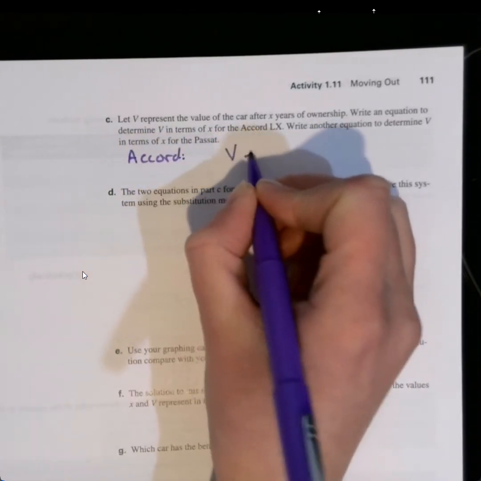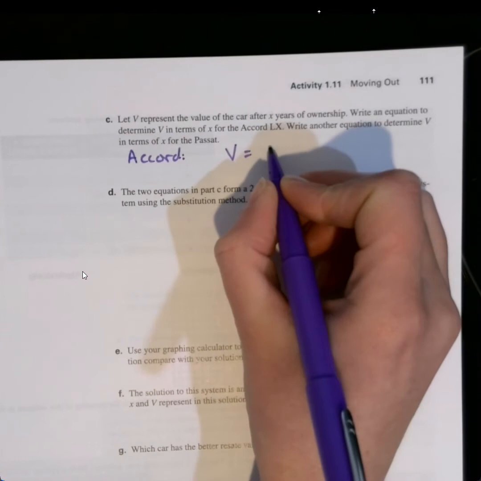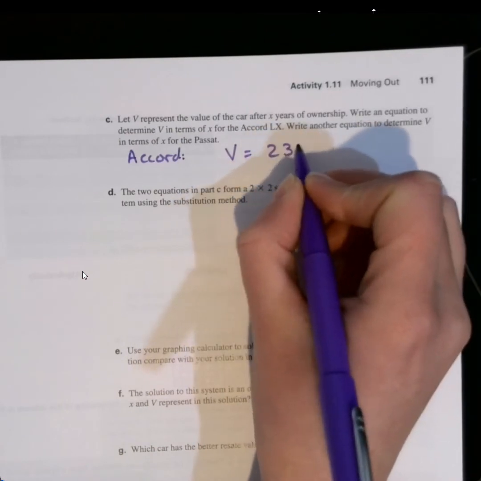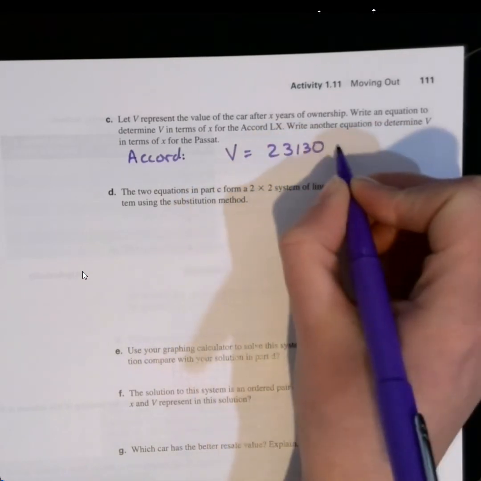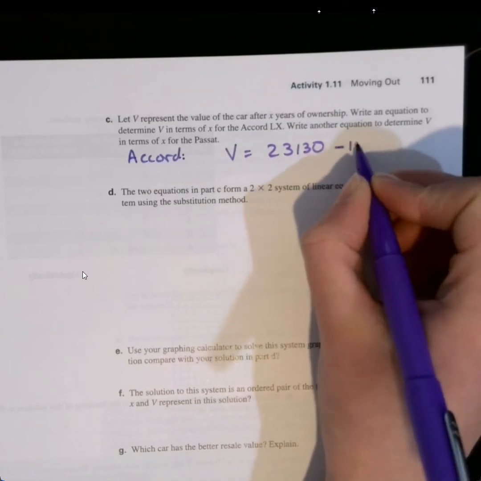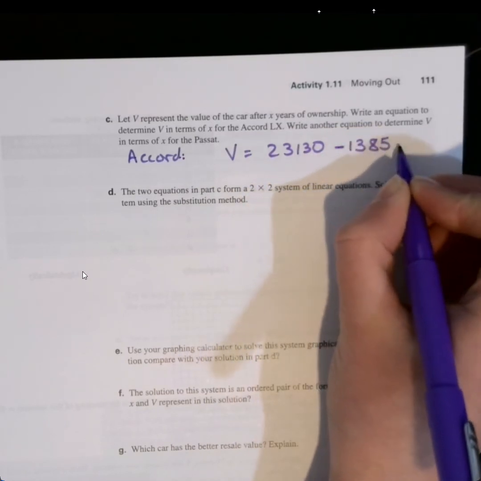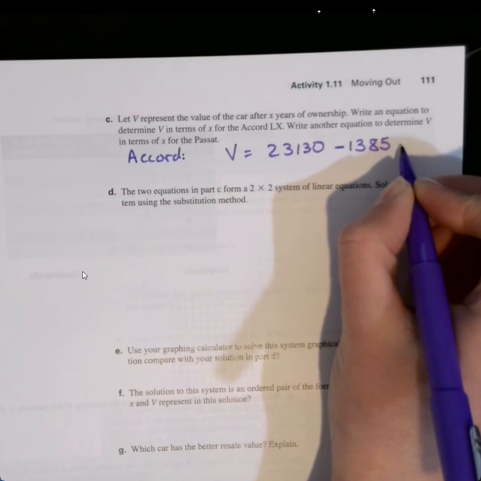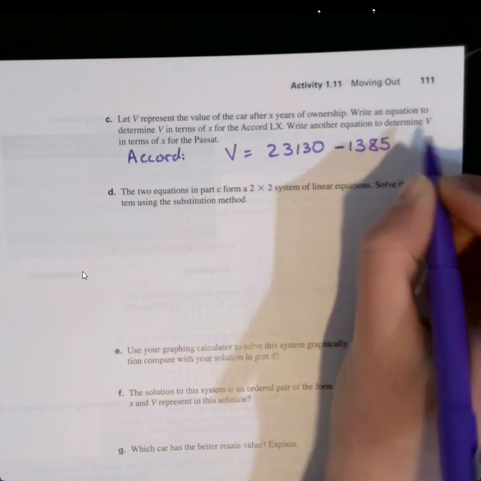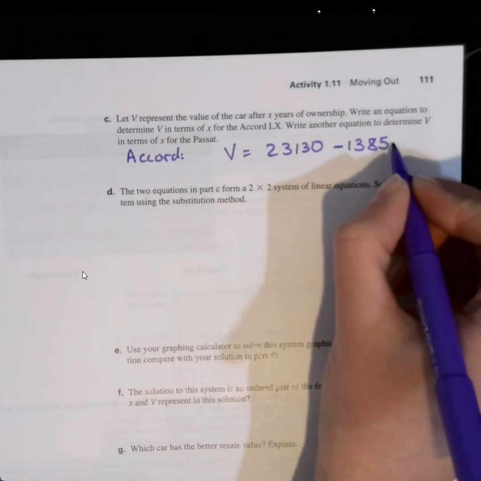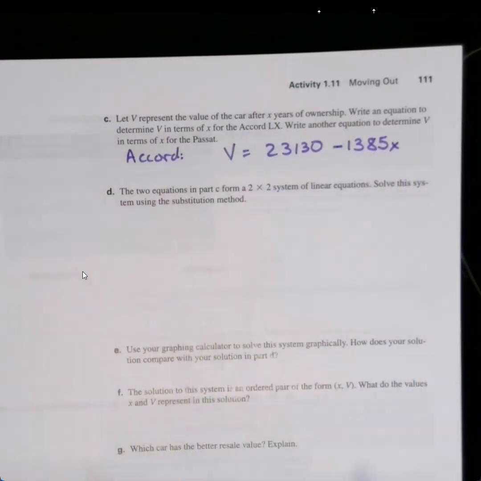So for the Accord, V equals 23,130, and then we're going to subtract 1,385 each year, and our years are probably T. Oh, actually, it's X. Okay, so we're going to use X for the number of years. That's what they've asked us to do.